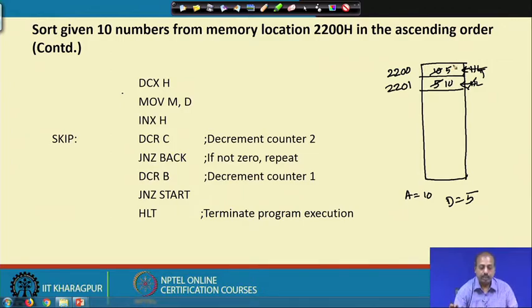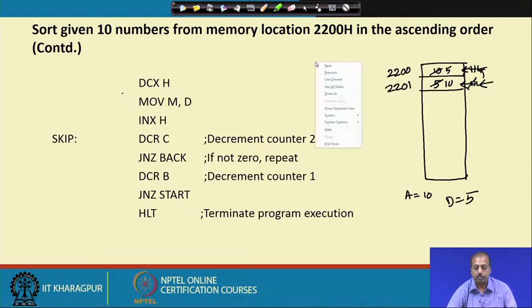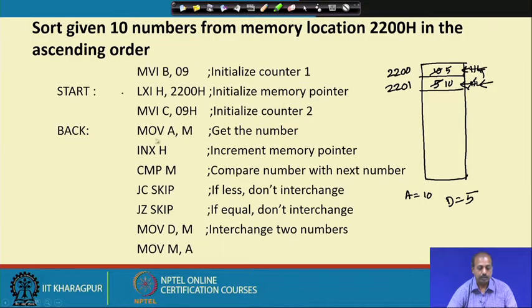Then we are doing INX H. So, the HL pair points to this, and then we are decrementing C. So, the second counter value is decremented and we are checking whether the first loop should end or not. So, JNZ, jump on not 0 back. It will be going back to the location back here if the count value is non-zero. So, this C register value has become non-zero, and that way this will be continuing the loop.